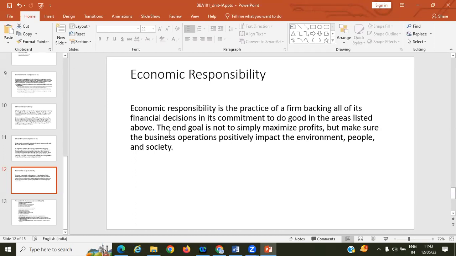And in the next class, we'll discuss further CSR activities and what are the advantages and disadvantages of CSR. We'll not go further from this class.